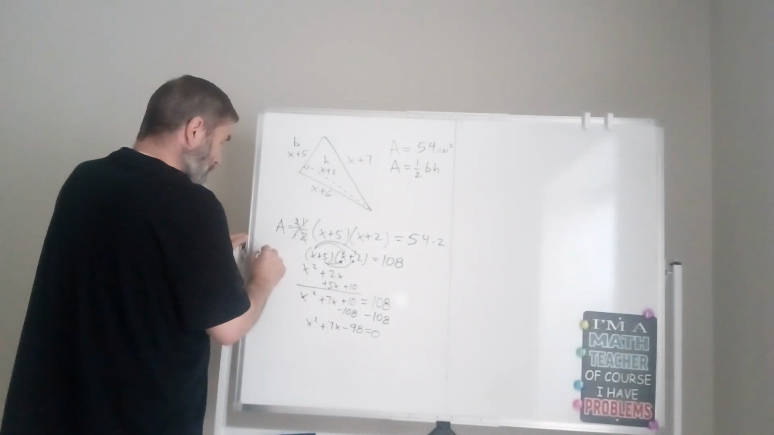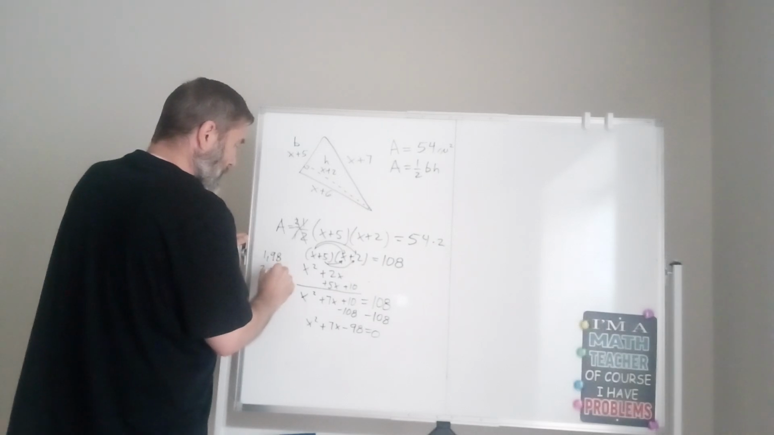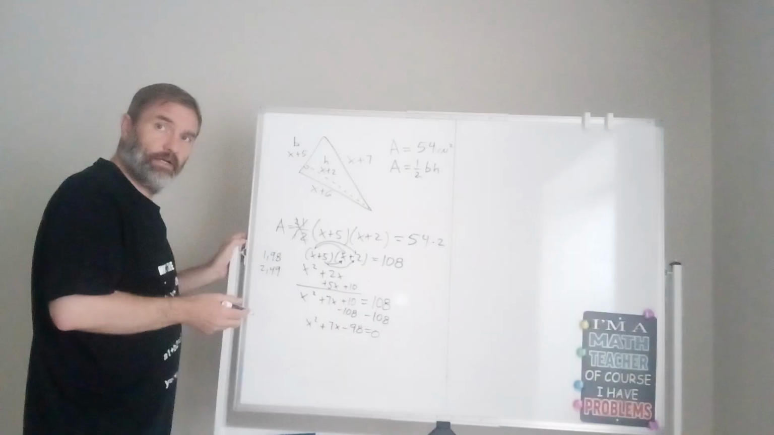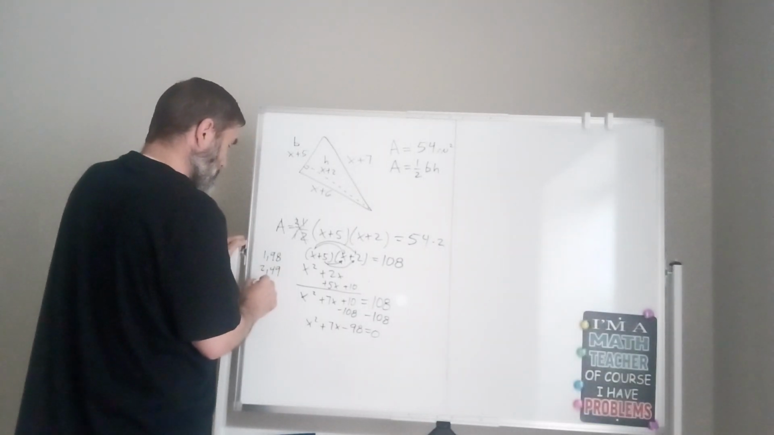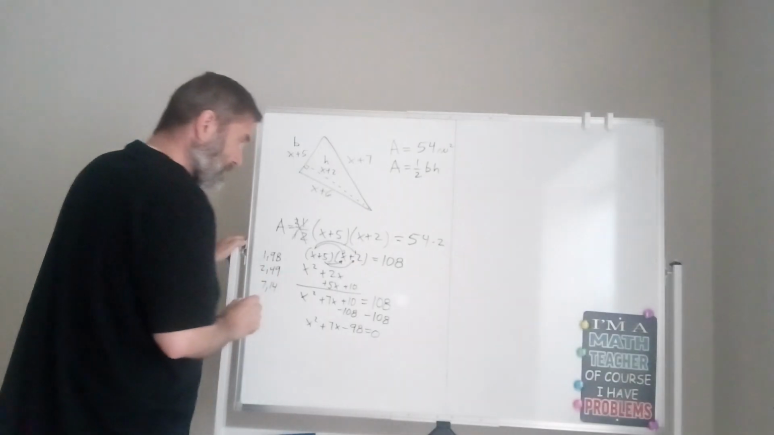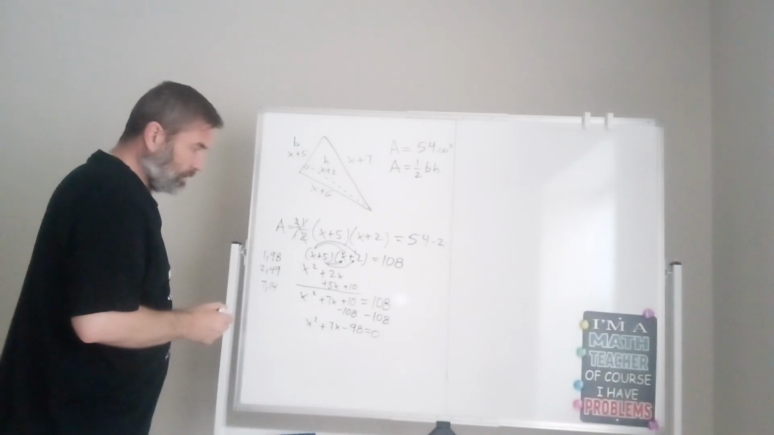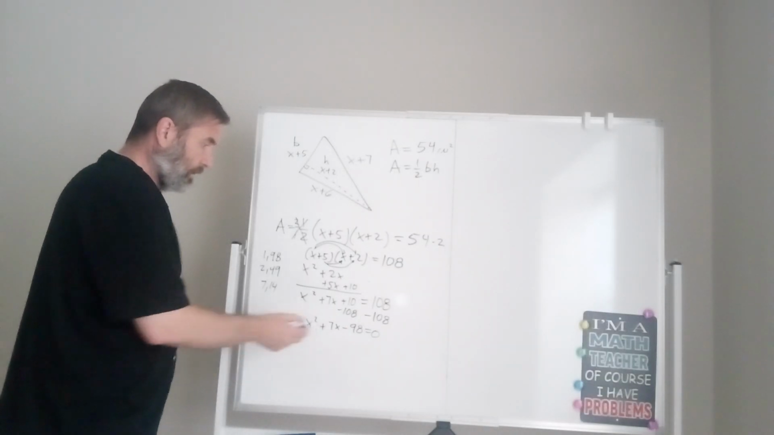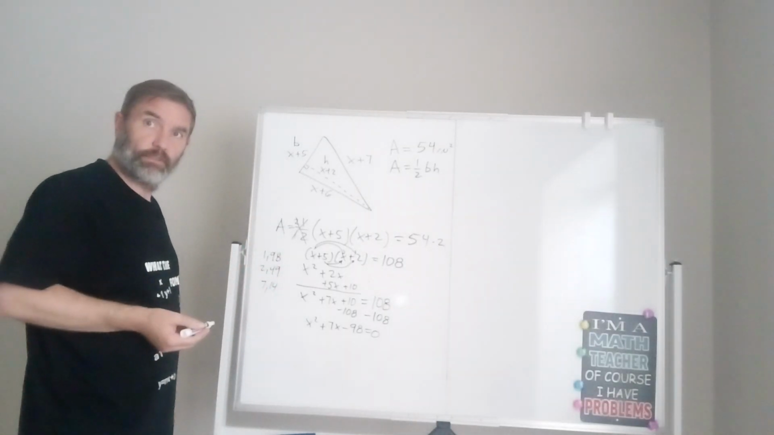So 98 factors to 1 and 98. That's not it. 2 and 49. I know 3 doesn't go in there. 4 doesn't go in there. 5 doesn't go in there. Let's see. I should have what? 7 and 14. But 14 minus 7 is 5, so I missed one somewhere. Which of these has a difference of 7?